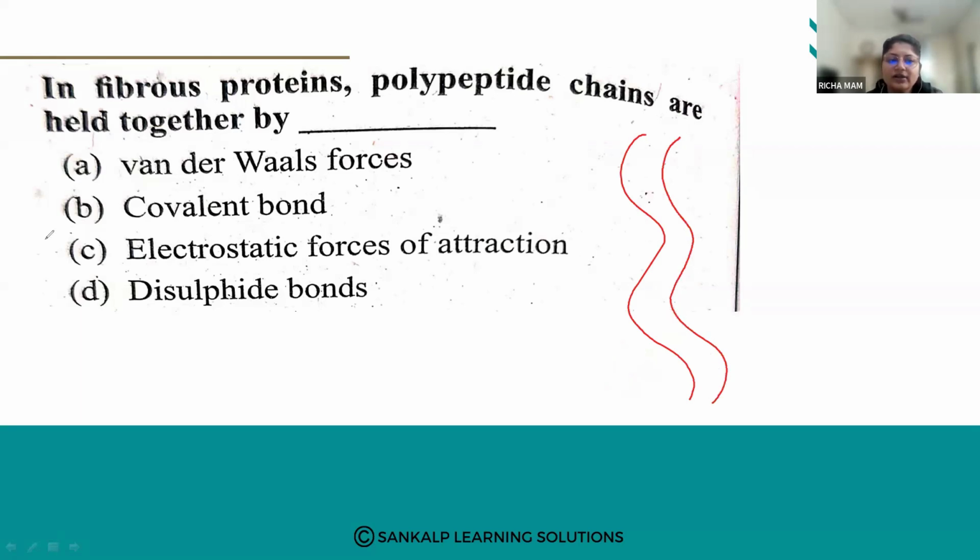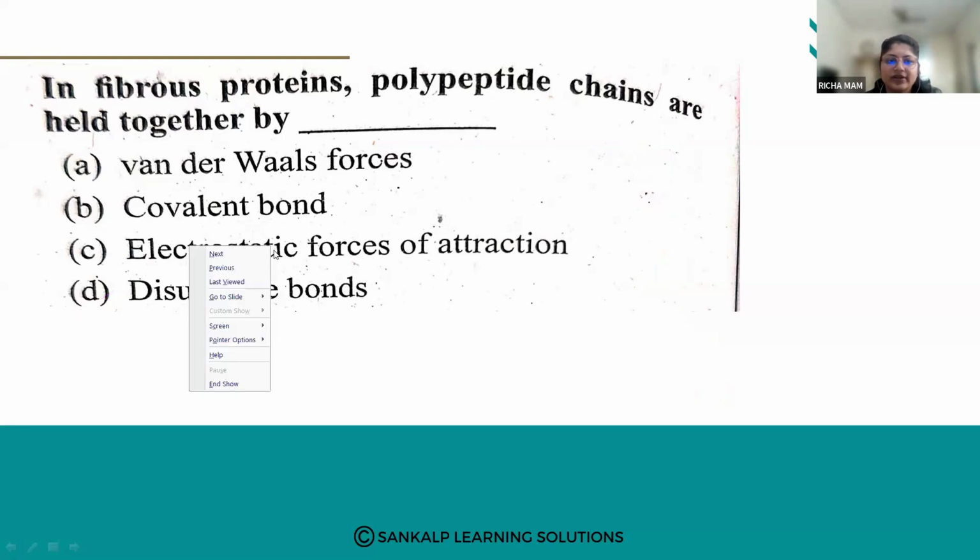And how are they held together? They are held together by hydrogen and disulfide linkage, and they form a fiber-like structure. So our answer is option D. Because they form a fiber-like structure, they are called fibrous proteins. Okay, fine.